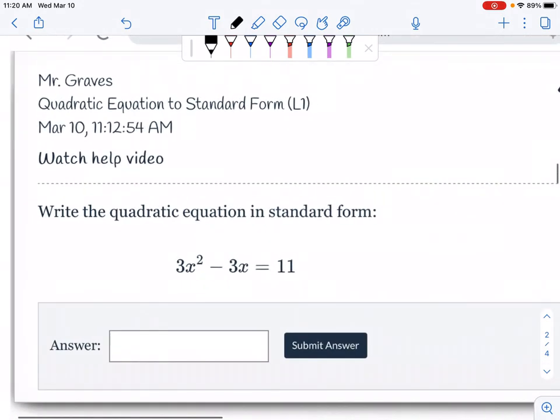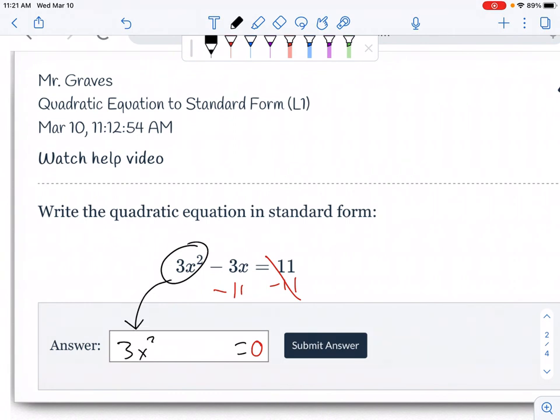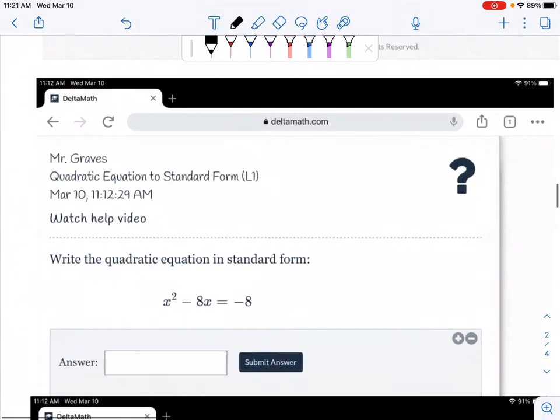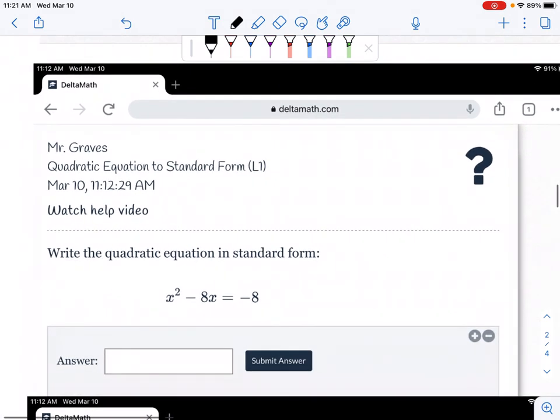Very simple, very simple. We want this to say equal 0, so I'm going to subtract 11. Those cancel out to make 0. And then I have my 3x squared is not changing. I have a negative 3x and a minus 11. No like terms to combine. Let's take another look at another one.